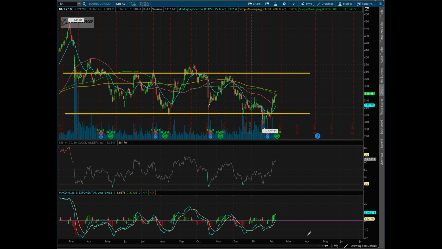So one of the things that I think most people don't understand when it comes to technical analysis is the importance of different timing on a chart. The software we're using today is Thinkorswim. It is 100% free and I highly recommend it.